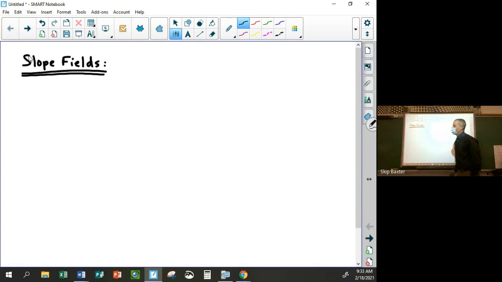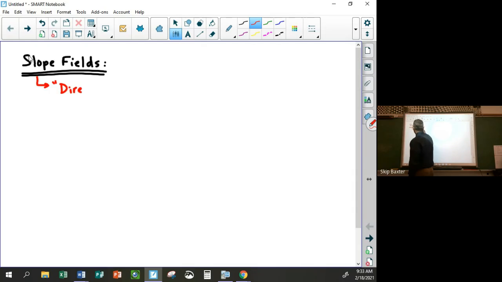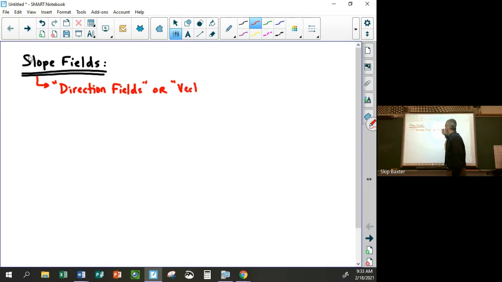Sometimes in some textbooks these are called different things. Sometimes they're called directional fields or direction fields, or sometimes vector fields. It's all the same thing. Okay. So a slope field is a visual representation of a differential equation.